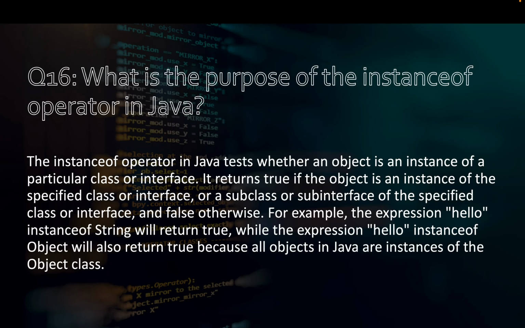Question number 16. What is the purpose of the instanceof operator in Java? The instanceof operator in Java tests whether an object is an instance of a particular class or interface. It returns true if the object is an instance of the specified class or interface, or a subclass or subinterface of the specified class or interface, and false otherwise. For example, the expression "hello" instanceof String will return true, while the expression "hello" instanceof Object will also return true because all objects in Java are instances of the Object class.